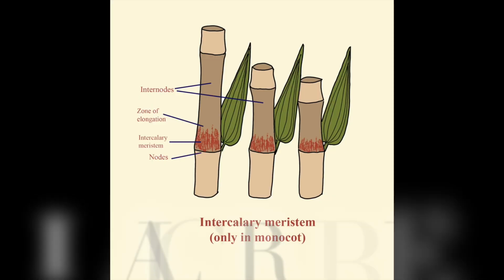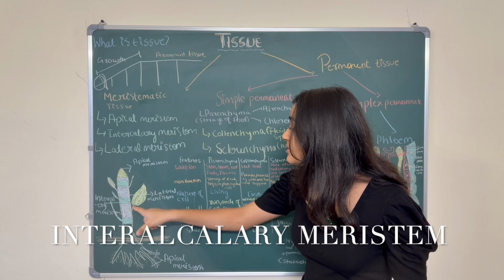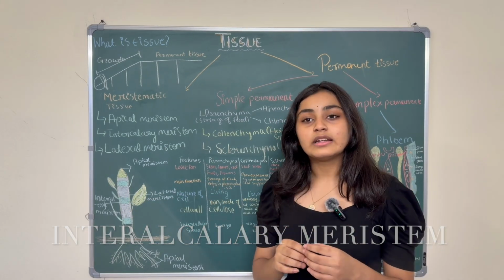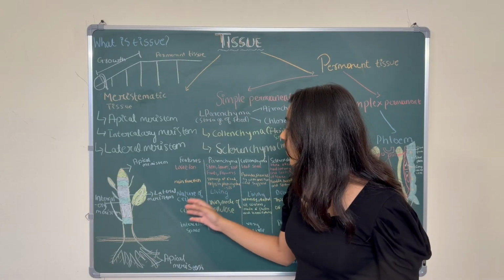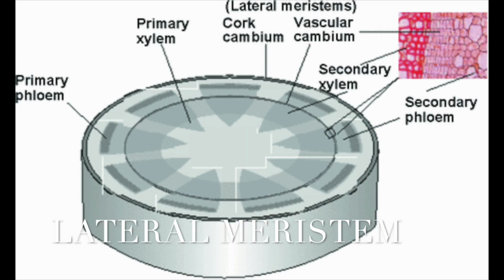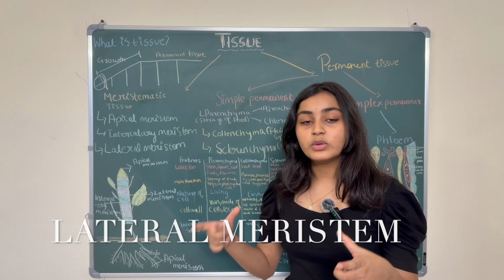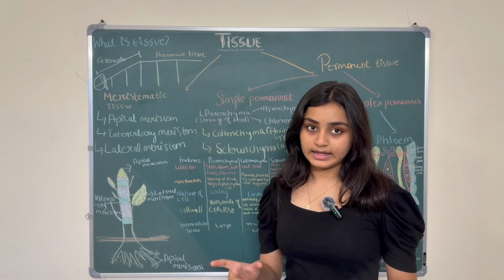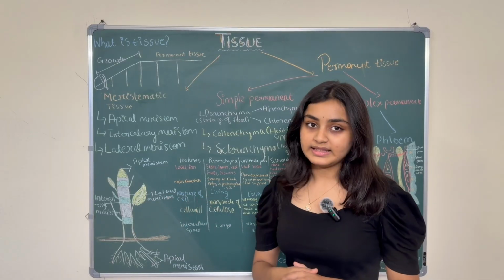So it is seen in two places: the stem and the root. Moving on to intercalary meristem: it is present in between the stem, elongates the stem, and helps the nodes to grow more. Now, moving on to lateral meristem: it is also present in the stem. It increases the girth and width of the shoot, and also increases the thickness.